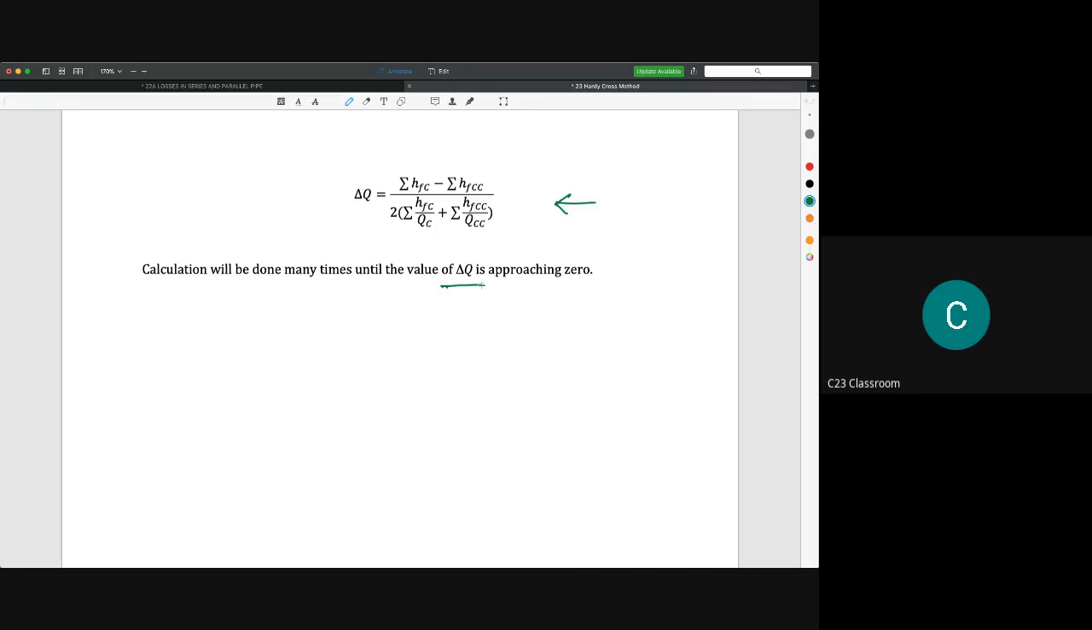So delta Q tu hanyalah sebagai indikator, petunjuk sama ada jawapan awak telah menghampiri jawapan yang accurate atau tidak. Sekiranya delta Q awak masih lagi besar, membawa maksud jawapan awak tidak accurate. Okay. So saya akan tunjukkan dalam contoh.